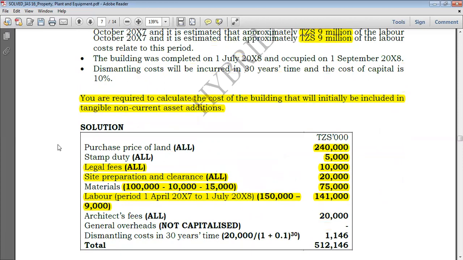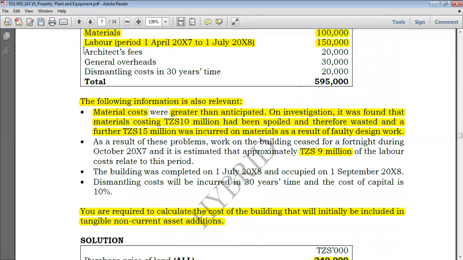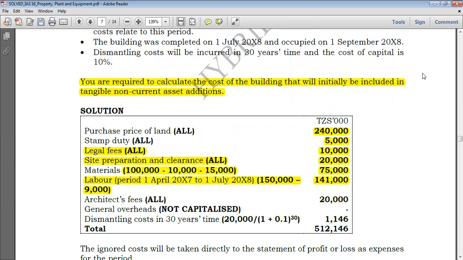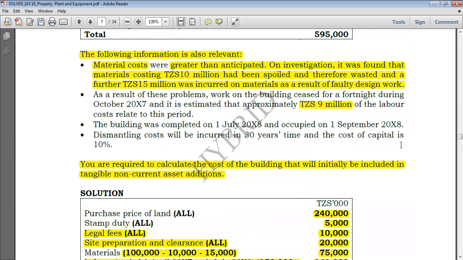So we proceed with our job here. We are told architect's fees. Architect's fee, this is a professional fee, so you obviously include it. General overheads, as we said, are not part of the asset's capitalization, so we just expense it. So we have architect's fees of 20,000 here. As for general overheads, we will not capitalize, so we'll put a dash. The dash means that we'll have to expense it to the statement of profit or loss.